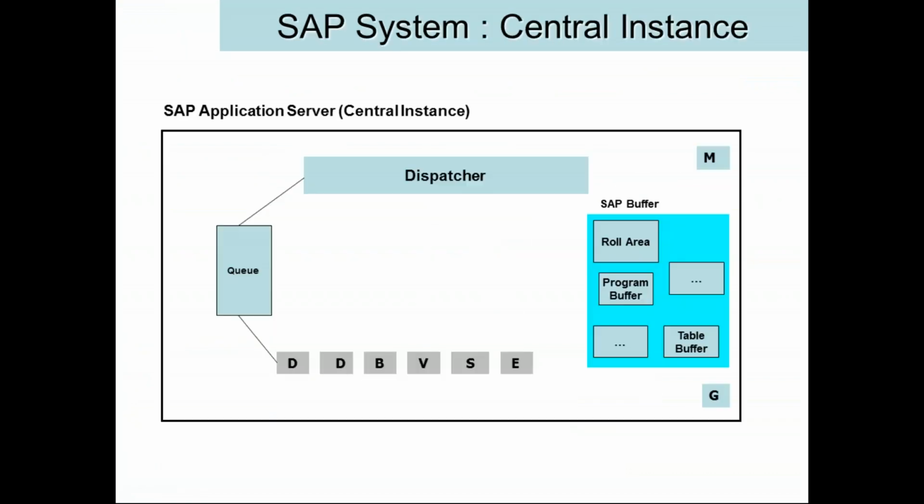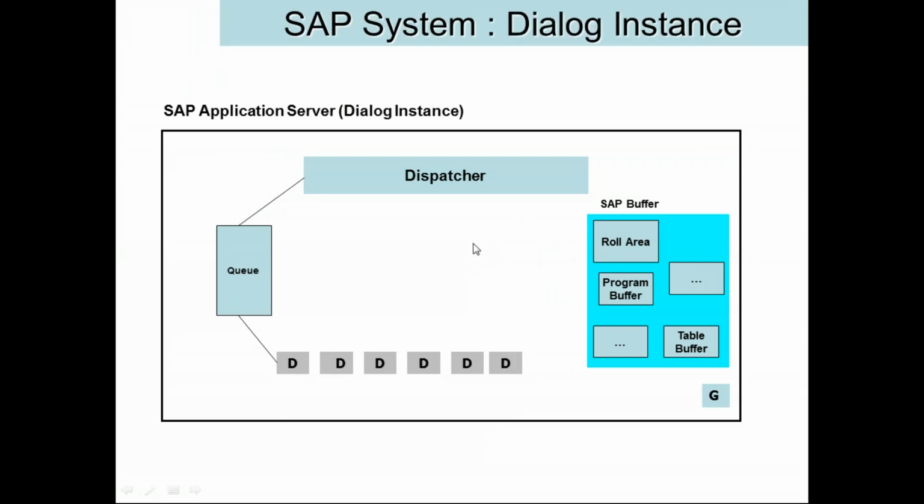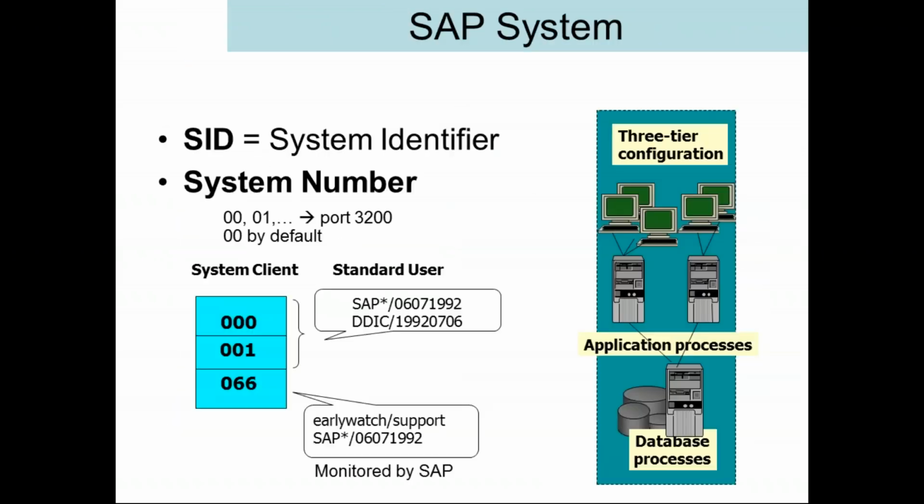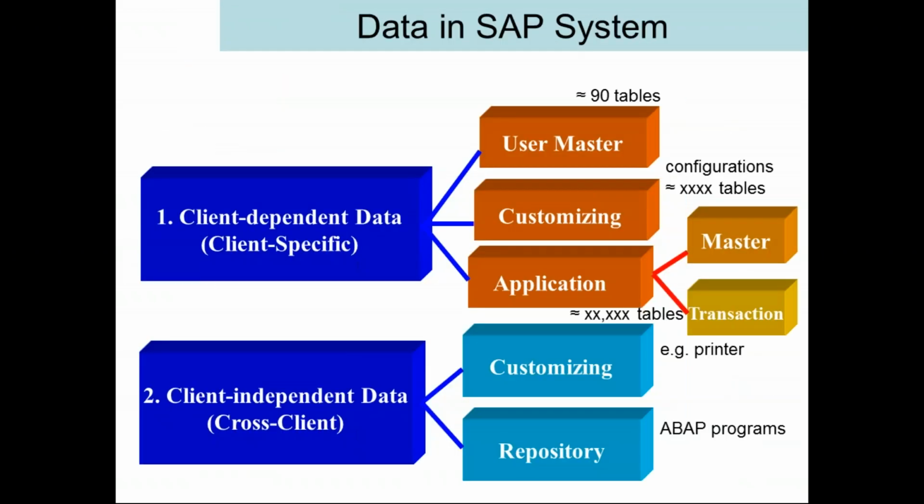Now, what do we understand from this diagram? This is part of the central instance, where the application servers are divided. There is a central instance, and I will give an example of this also. One application server will be divided into the central instance as well as the dialog instance, that is, an additional application server. So now we come to here.